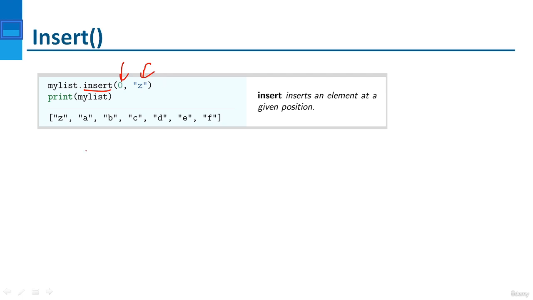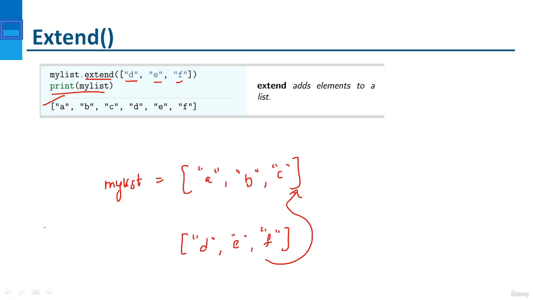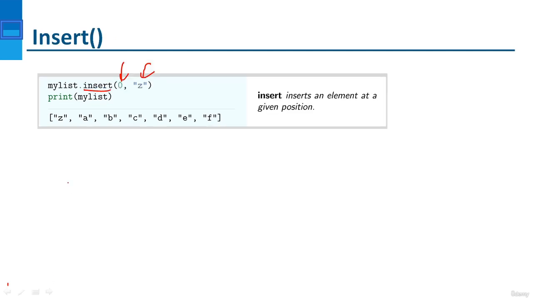So initially, you can see before this, exactly these are the elements A, B, C, D, E, F. These are the elements of my list. Now I want to insert the element Z at index number 0. So exactly at index 0 we are inserting the element Z, and then you can print this list.